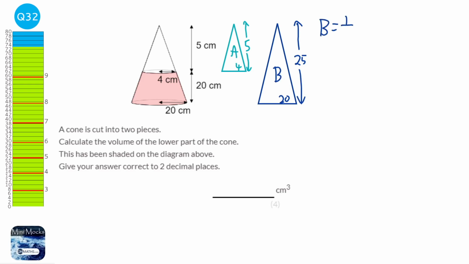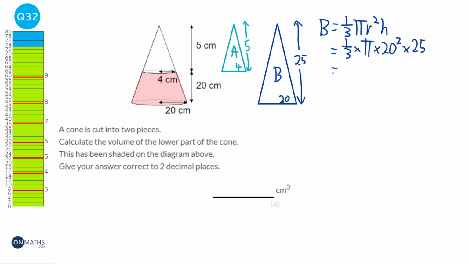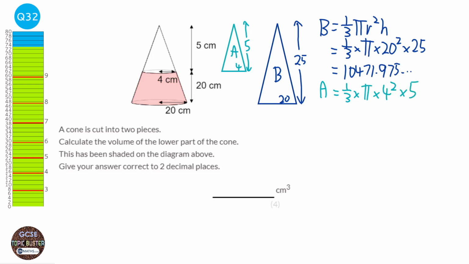And the formula for the volume of a cone is 1/3 pi r squared h, with h being the perpendicular height. So it's 1/3 times pi times 20 squared times 25, which is going to be 10,471.975, blah blah blah. We're going to work out the volume for A, and this time it will be 1/3 times pi times the radius now is 4, and the height is 5. So that'll be 83.775, blah, blah, blah.